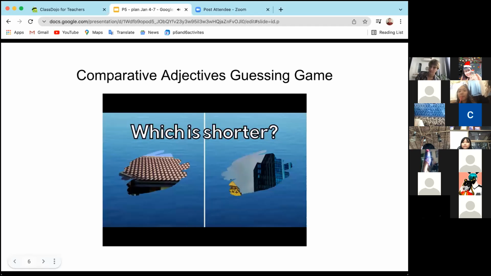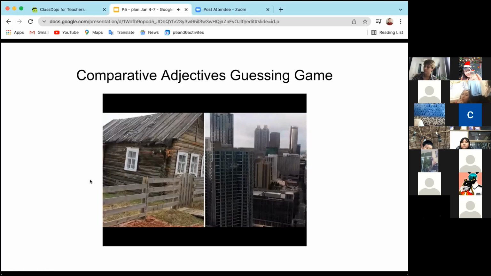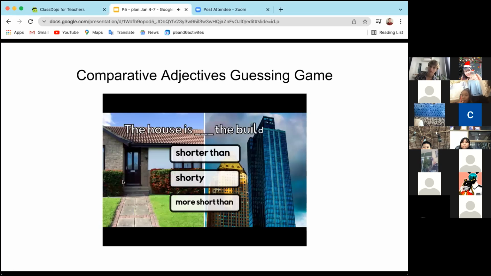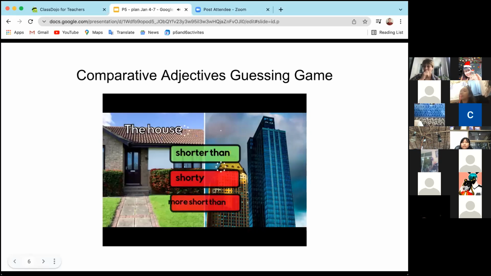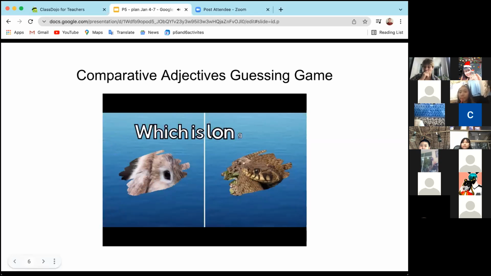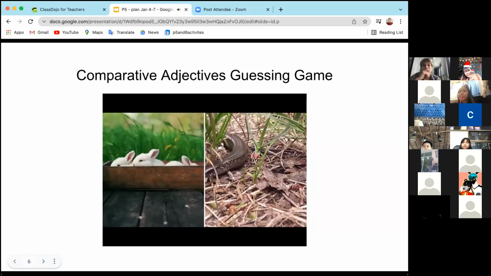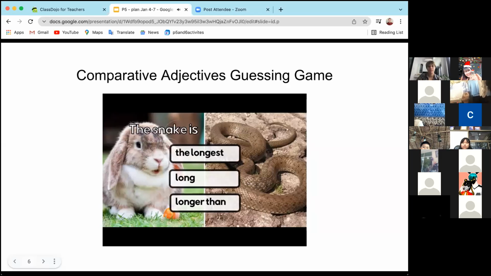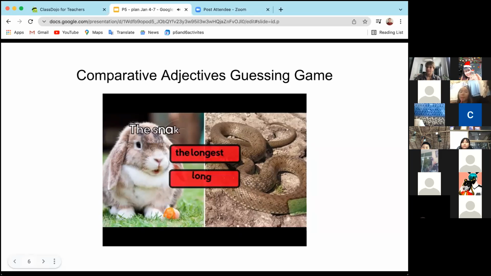Which is shorter? The house is shorter than the building. Which one is longer? Let's see. The snake is longer than the rabbit. Nice work.